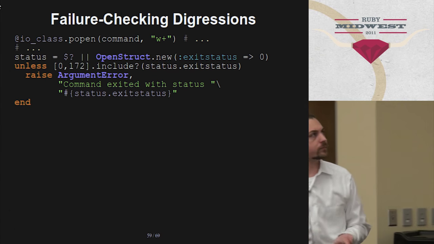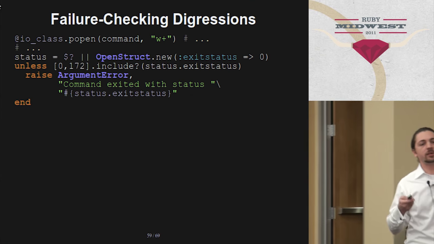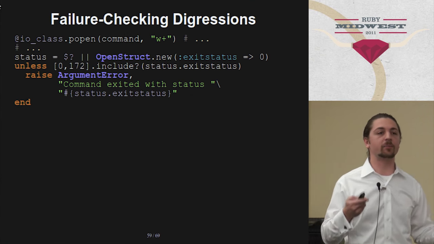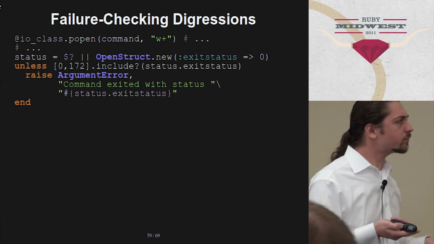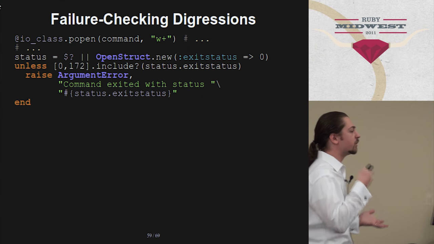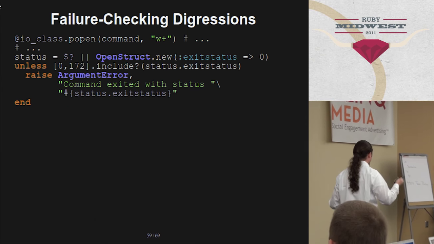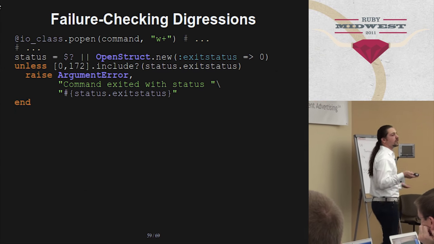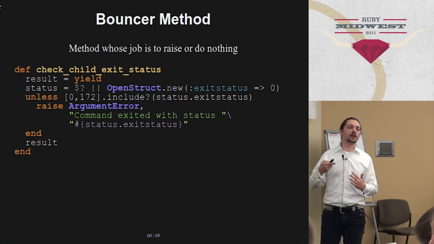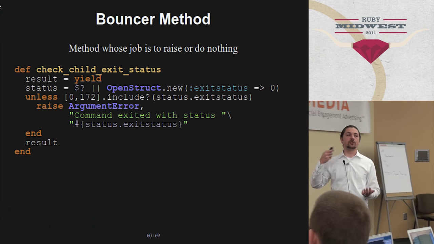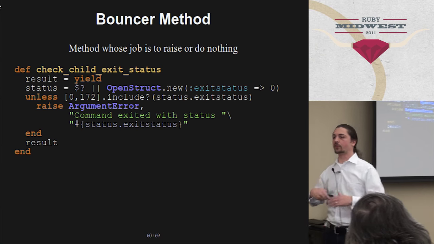Here's the digression in the code. We looked at this code a little bit before. We're checking in the middle, right after we do that popen call to actually run the calce process, we're checking the exit status. And this is an interruption in the middle of understanding, if you're reading through the code, this is an interruption in the process. Now I've got to think about, sometimes the exit status might be bad. And what we can do with code like this is we can extract it out to something called a bouncer method. And a bouncer method's job is to either raise an exception or do nothing. That's its whole job.